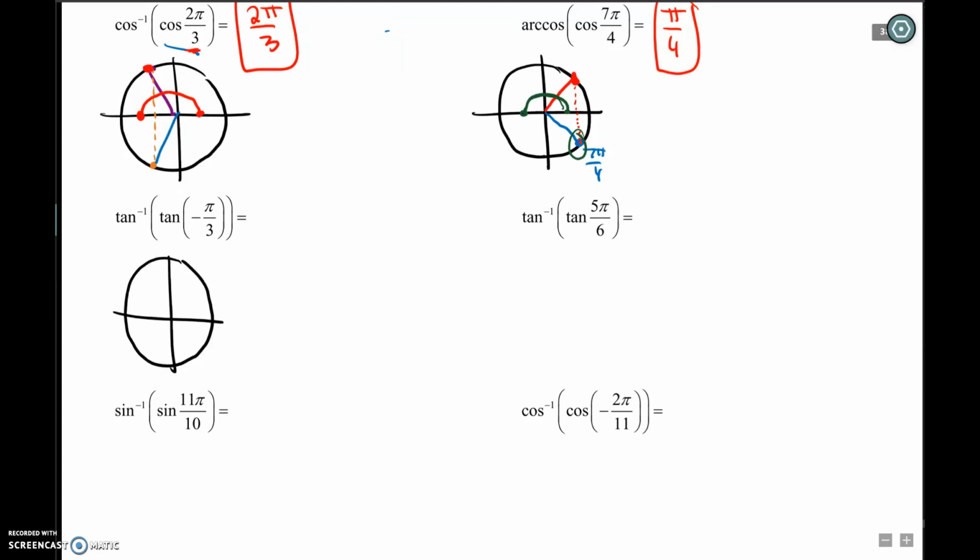So negative pi thirds is the angle. So that's negative pi thirds. That's down here.